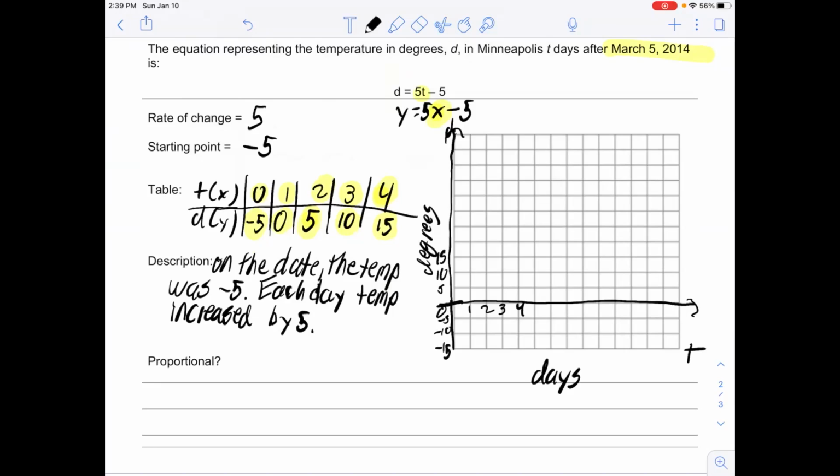If you drew this graph and you just skip the negative part, that is also okay. So now my points will be 0, -5, 1, 0, 2, 5, 3, 10, and 4, 15, making a straight line there. So my second question for you, for this check, is I want you to tell me yes or no, is this one a proportional relationship?